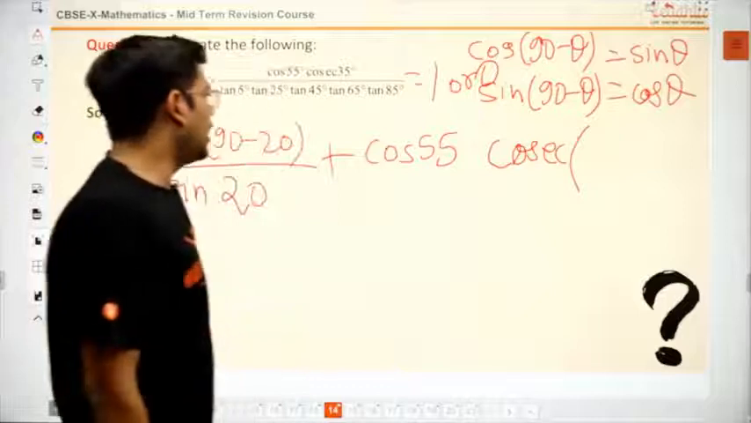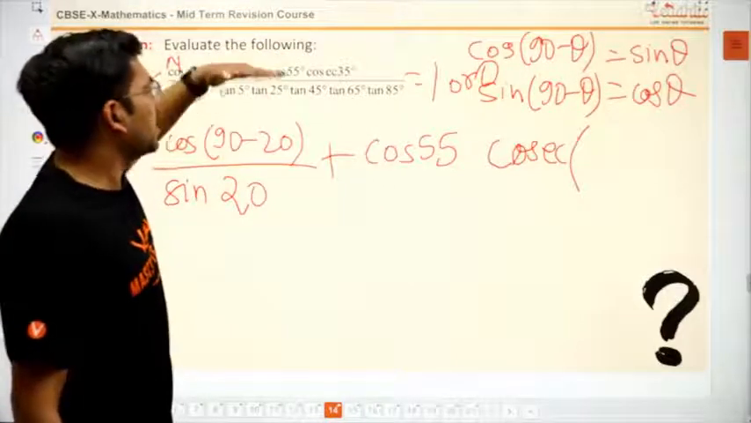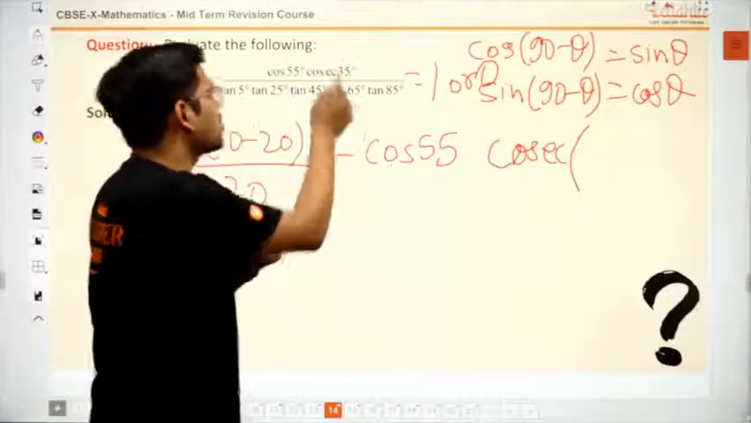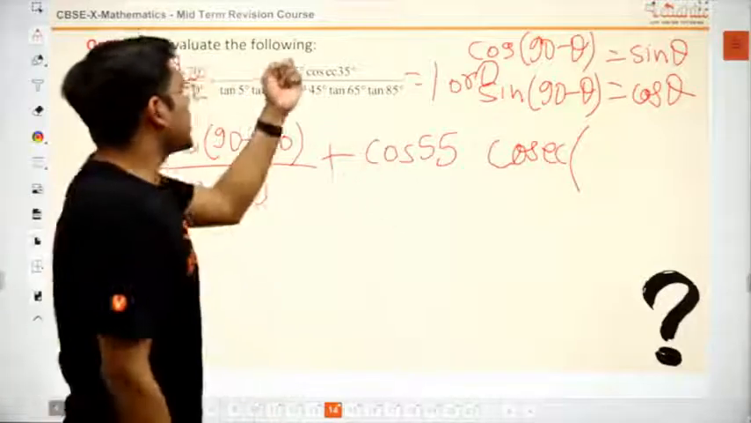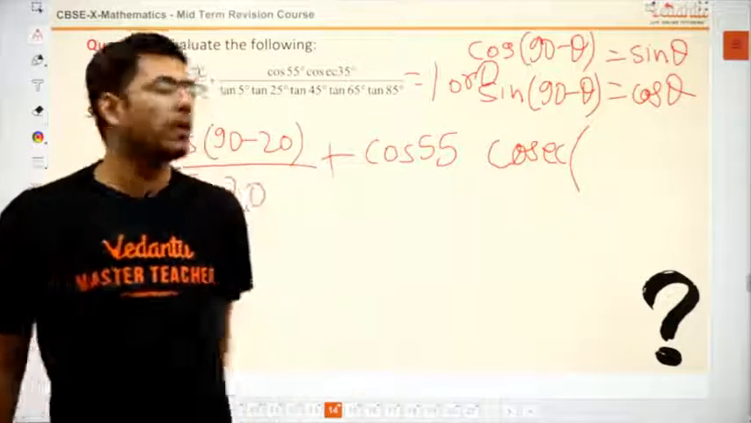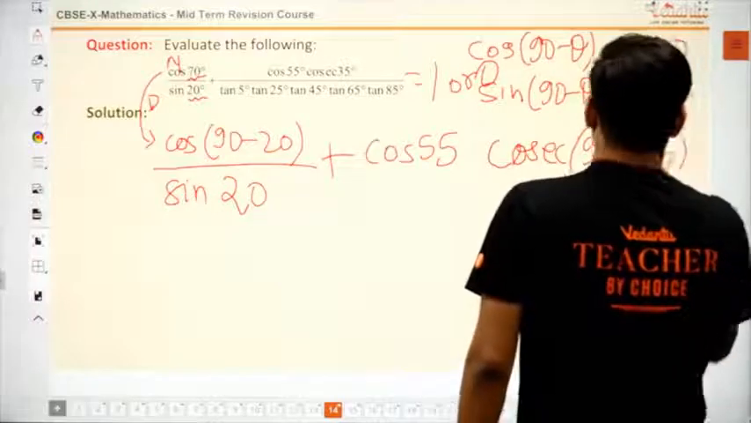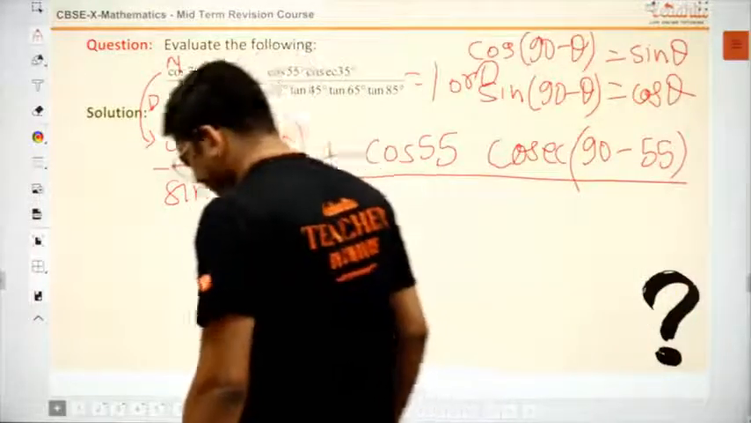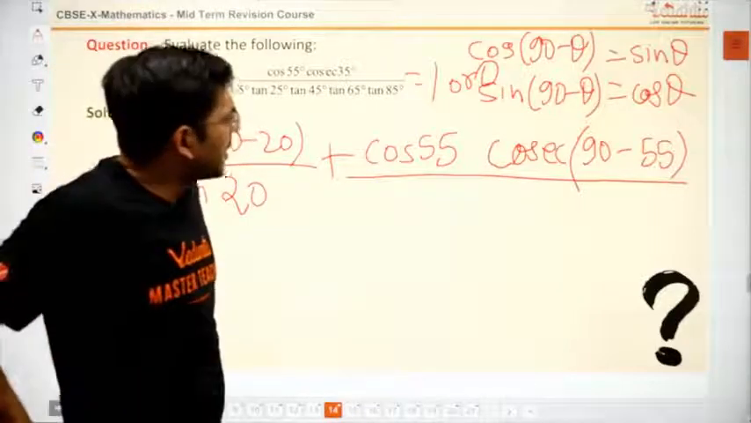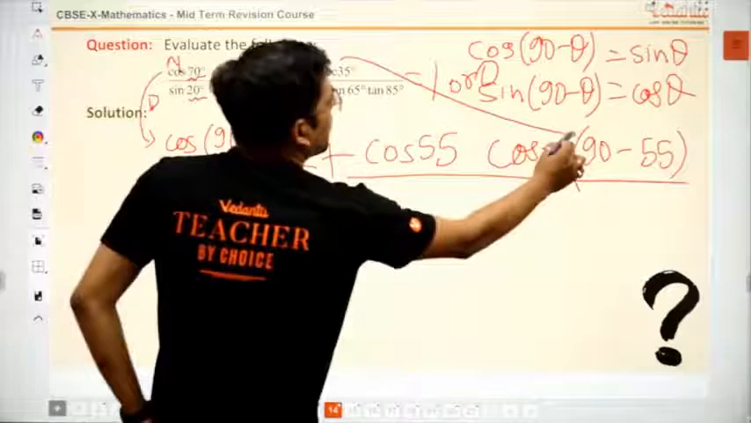Now for cos 55 and cosec, in the numerator there are two terms, so you will change half of the terms. I did not change cos, so I will change cosec. You can also change cos and not cosec, but only the half part, don't change the full part. Cosec 35 can be written as cosec(90 minus 55), because the value of 90 minus 55 is 35.